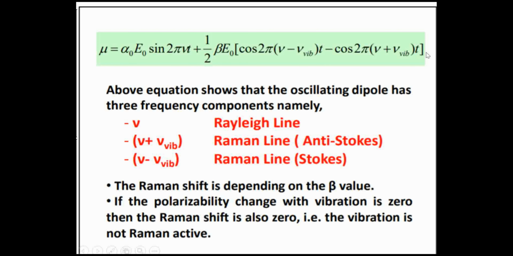So from seeing this equation, there is one fault here. That fault is that it is telling us that Stokes and anti-Stokes are both equally probable. But that's not the case. Okay. So this one is your Rayleigh scattering without change in energy, and this is Stokes and this is anti-Stokes.